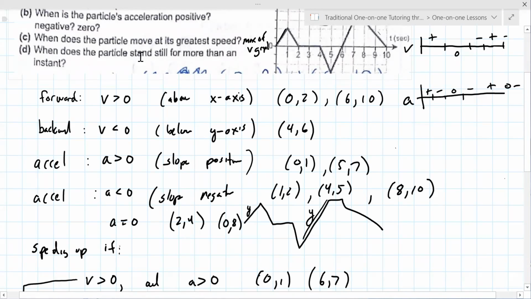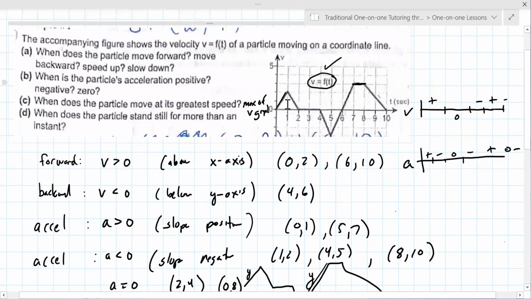When does the particle stand still for more than an instant? So does that mean more than 2 seconds, basically? Well, at 6, its velocity is equal to 0, but that's instantaneous. It's traveling right through that. Right. So then for 7 and 8, it's only for like 1. No, its velocity is not 0 from 7 to 8. The velocity is 3 from 7 to 8, but it's just staying at 3. I see. It's staying at 3.